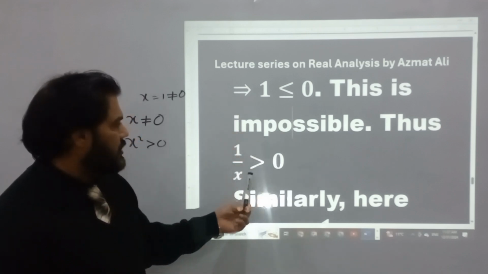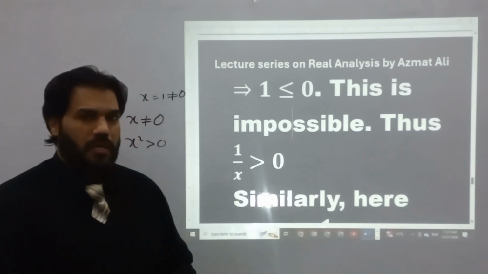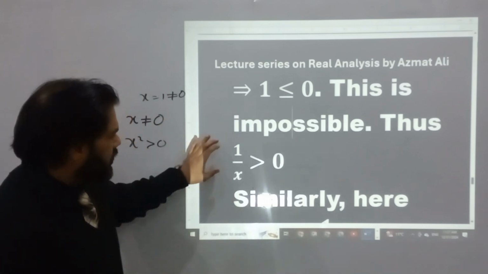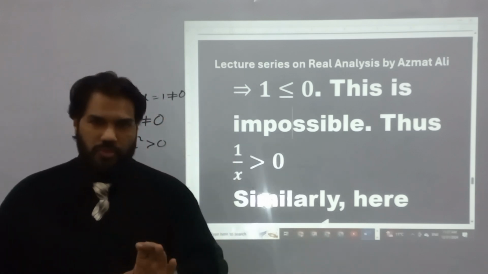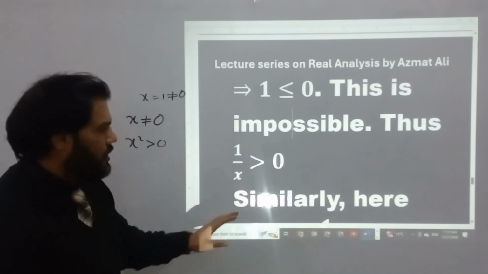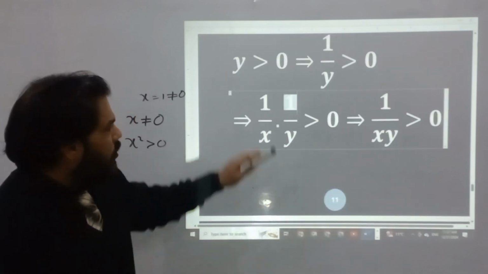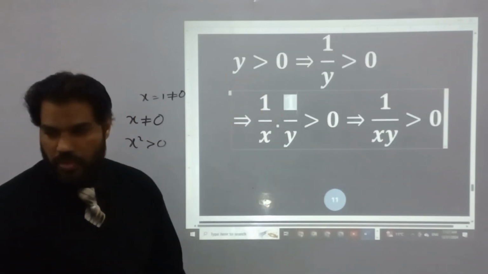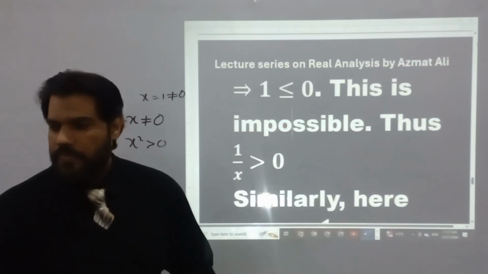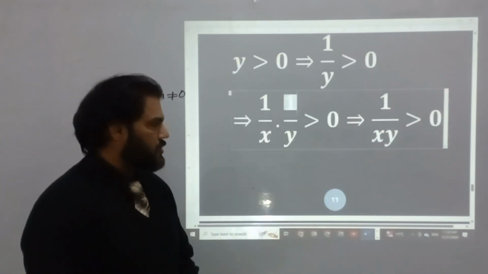This is impossible. Thus, our supposition is wrong. What was our supposition? Our supposition was 1 over x is less than or equal to 0. This supposition is wrong. Hence, 1 over x is greater than 0. Similarly, since y is greater than 0, its reciprocal 1 over y is also greater than 0.